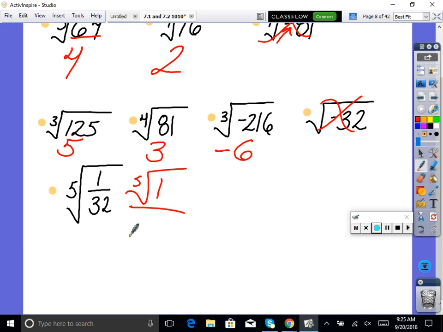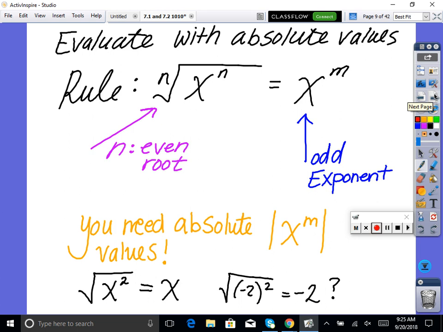And then what would we do here? Yep, the 5th root of 1 over the 5th root of 32. So the 5th root of 1 is 1. The 5th root of 32 is 2. So 1/2.